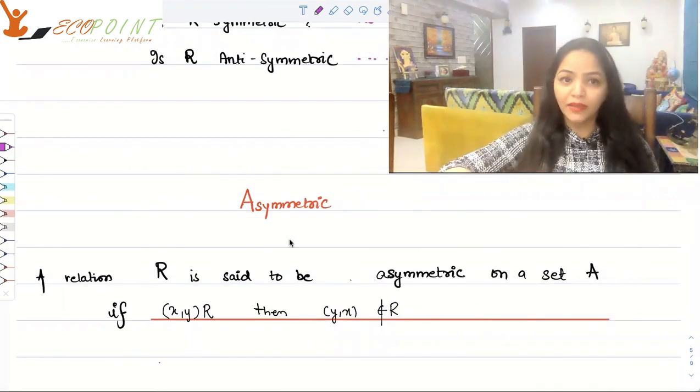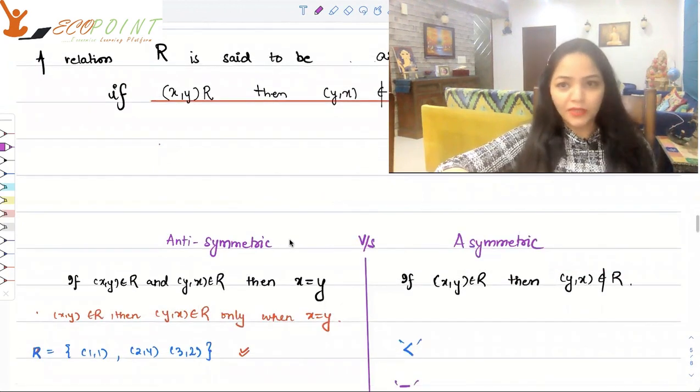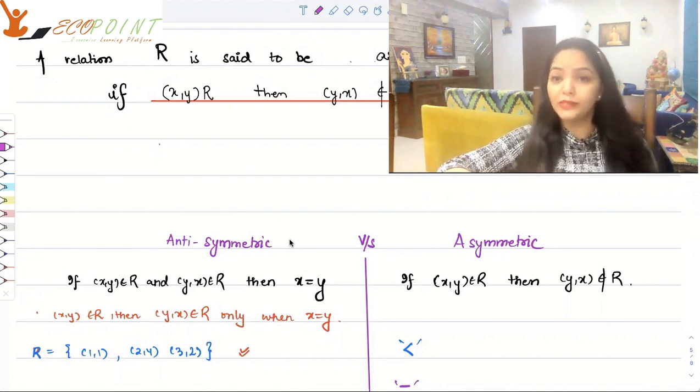Let's compare asymmetric with antisymmetric. Antisymmetric means that if (X, Y) belongs to R, that is X is related to Y, and Y is also related to X, then X must be equal to Y. And asymmetric says that in case X is related to Y, that is (X, Y) belongs to R, then (Y, X) should not belong to R at all. So Y cannot be related to X.